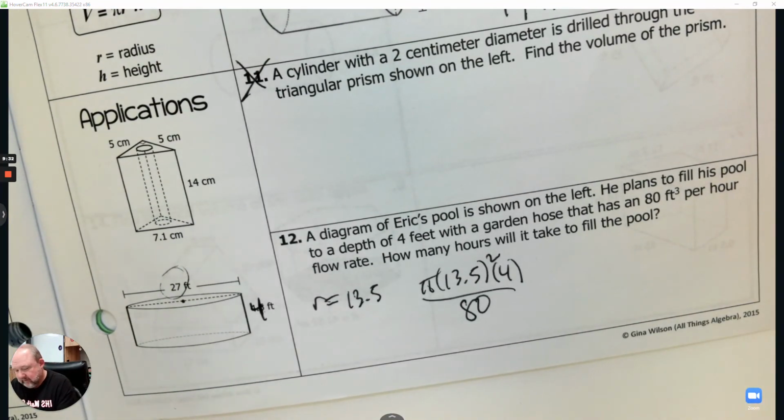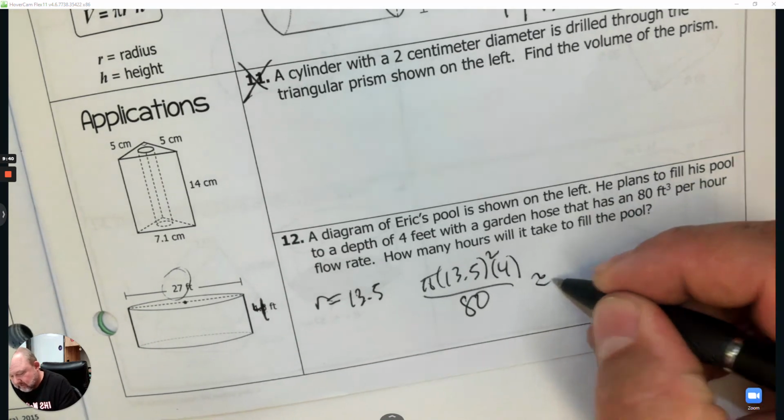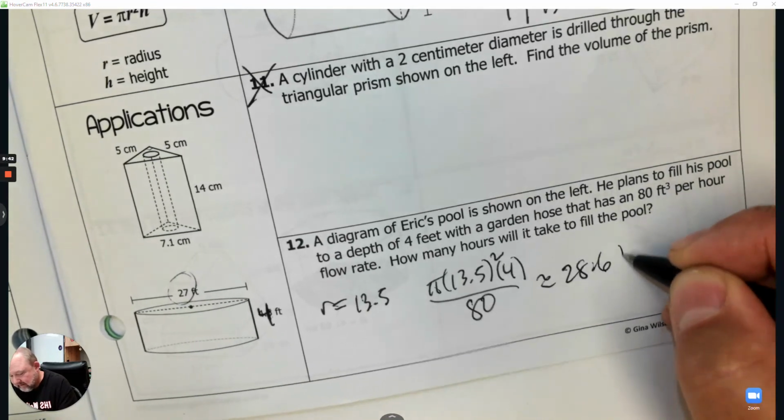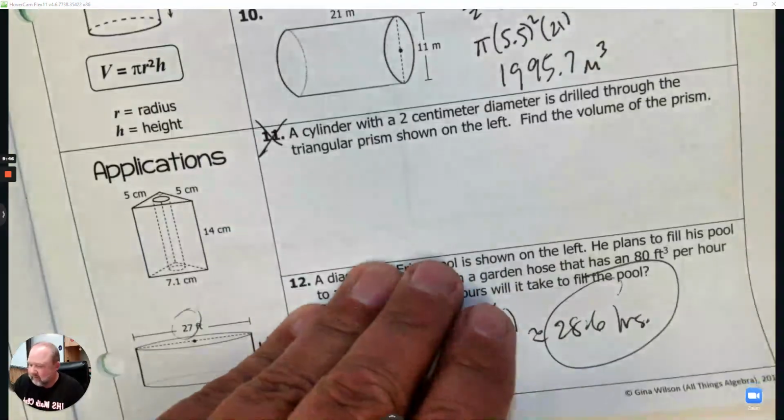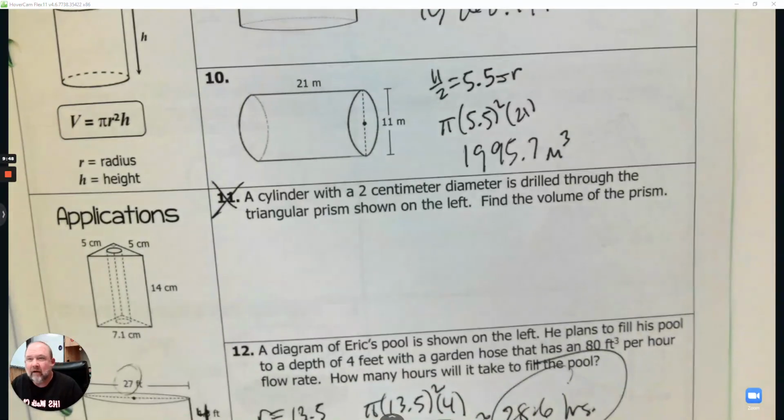All right, let's do that. And I get about 28.6 hours. Done. All right, there's your lesson on volume and prisms.